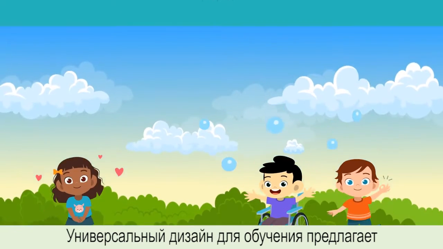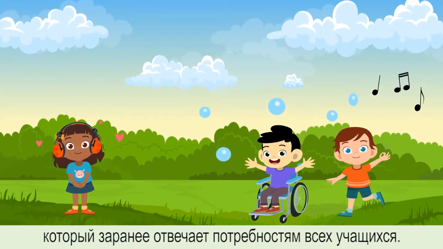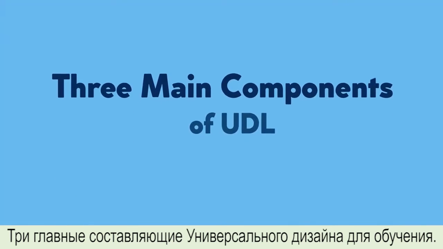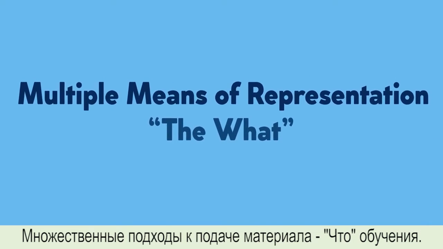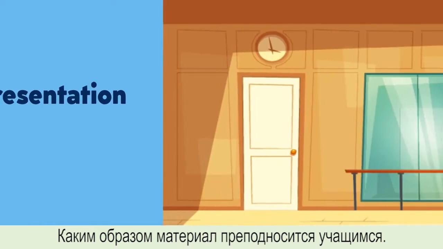Universal Design for Learning directs the creation of the learning experiences to proactively meet the needs of all students. The three main components of UDL. Multiple means of representation is the what of learning, how the information is given to students.